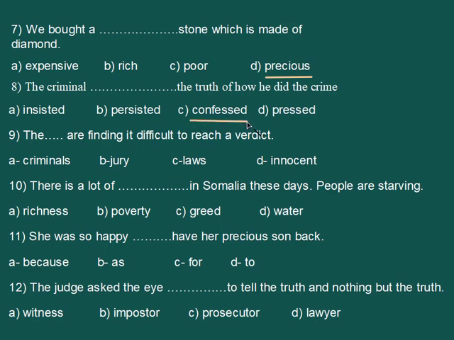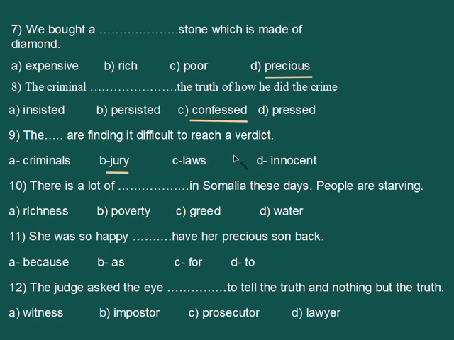Number 9, the blank are finding it difficult to reach a verdict. So here we can go, is it criminals or jury or laws or innocent? We can say that jury is great. So jury is people who decide if the criminal is guilty or not in the court.